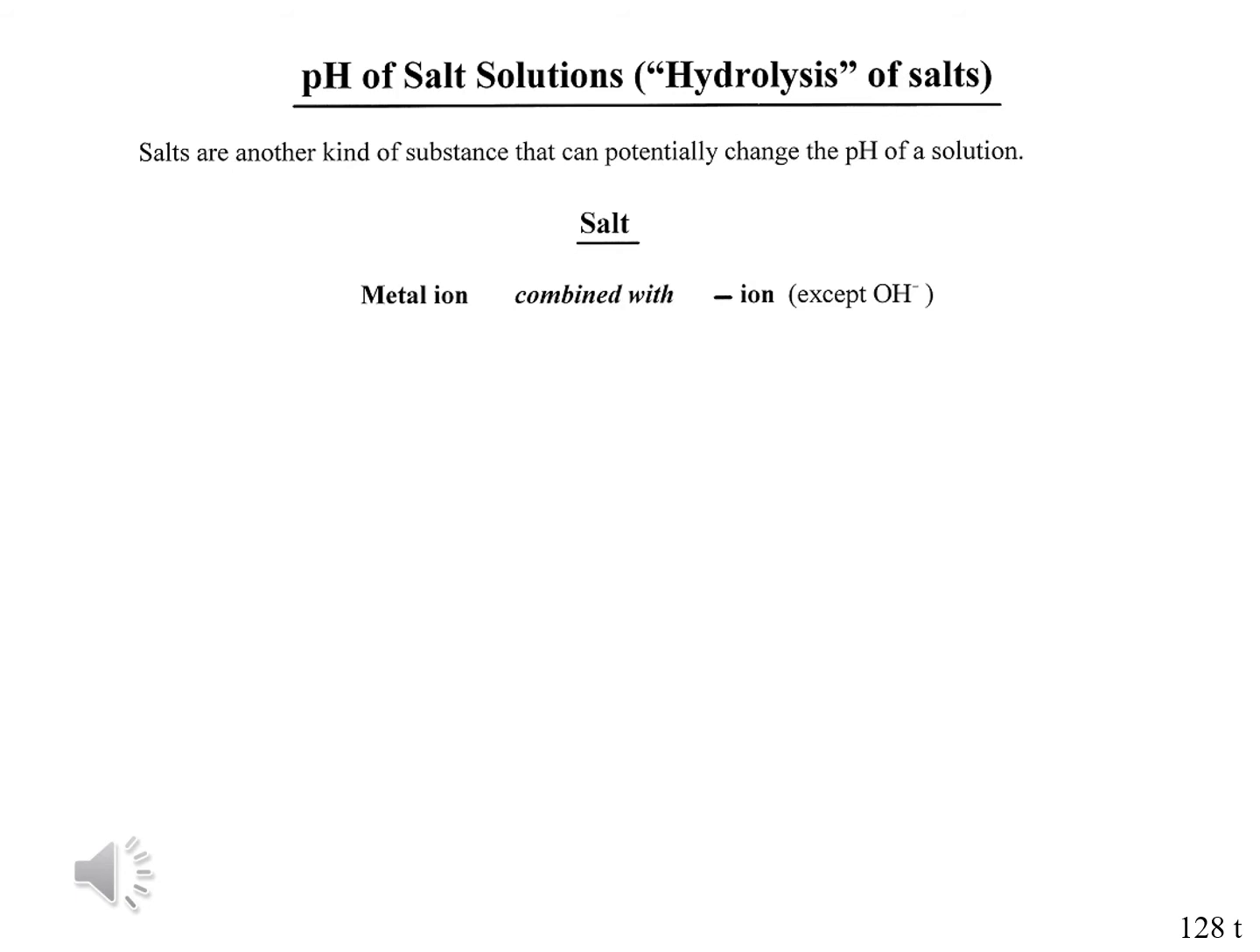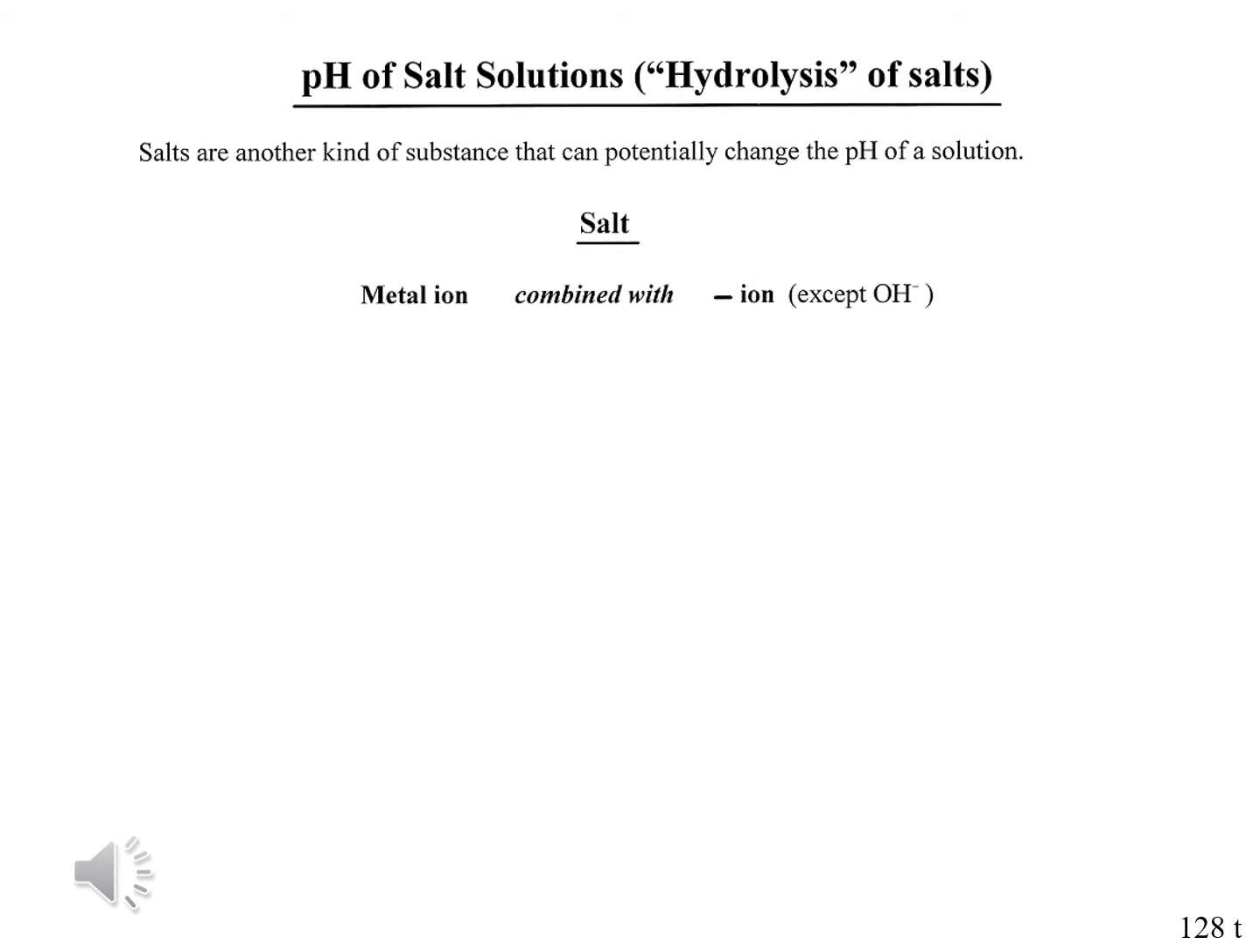Last class, we calculated the pH of strong and weak acids, including diprotic acids, and strong and weak bases. In this class, I want to calculate the pH of salts. But if you look at these, you might not even think that salts would have a different pH. What's the definition of a salt?